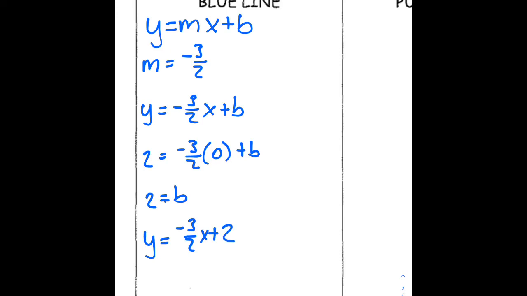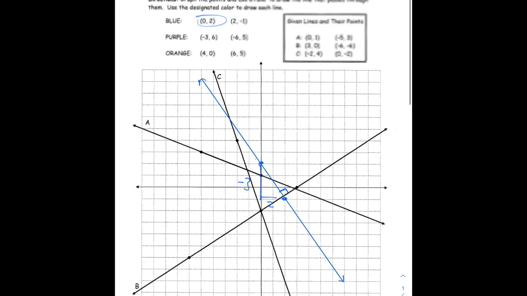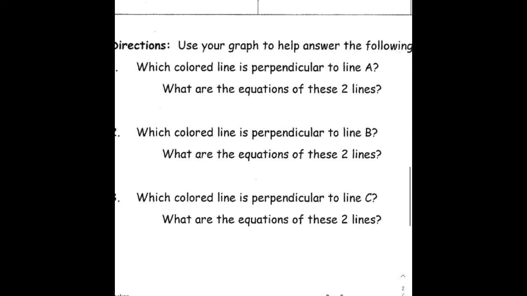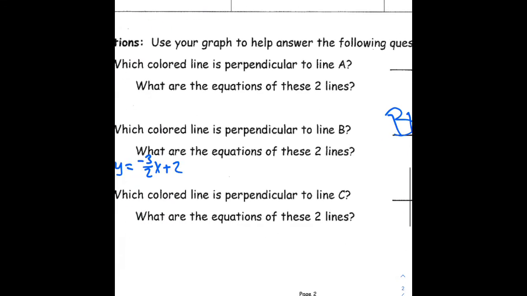All right, so now we'll go up to our graph, and we're going to look for which lines are perpendicular this time. So it looks like it hits 2 lines at an acute angle, but we got a nice right angle right here. So it looks like line B and the blue line are perpendicular. So line B is perpendicular to the blue line. We'll write the equation of both lines. So y equals negative 3 over 2 x plus 2. And then we'll grab the equation of line B, y equals 2/3 x minus 2.